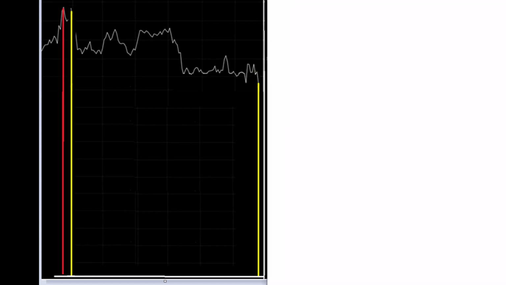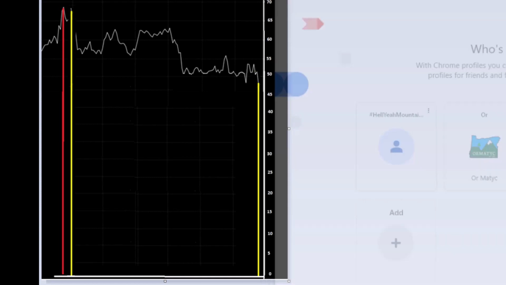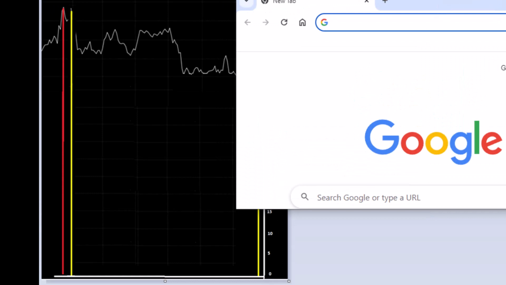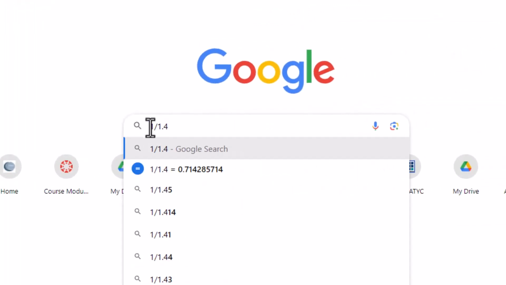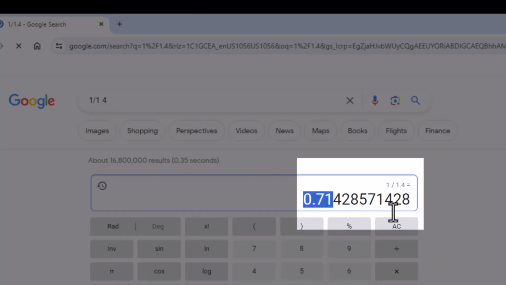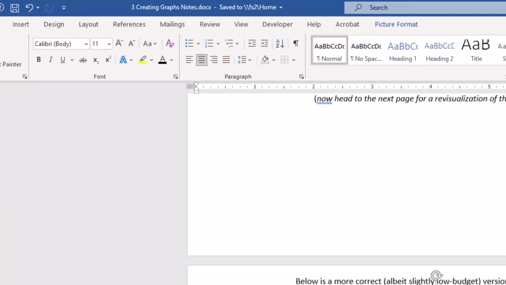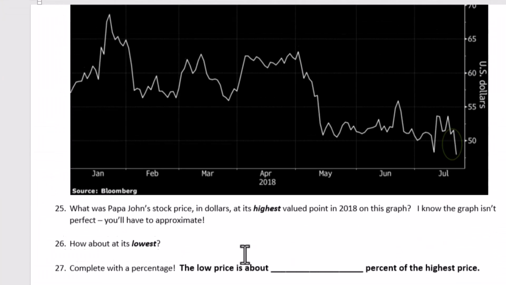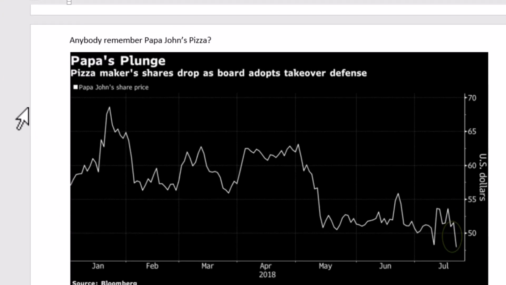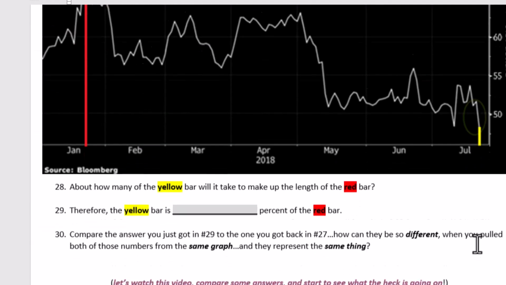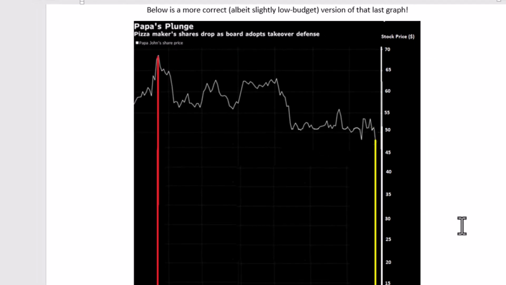So if I use Google as a calculator, let's pull it over here, and I do 1 divided by 1.4. Let's see what I get. Look at that, 71%, which almost agrees perfectly. Remember back, that almost agrees perfectly with what we got up here in 27, which means when we use the numbers, which were correct, we matched this graph down here.